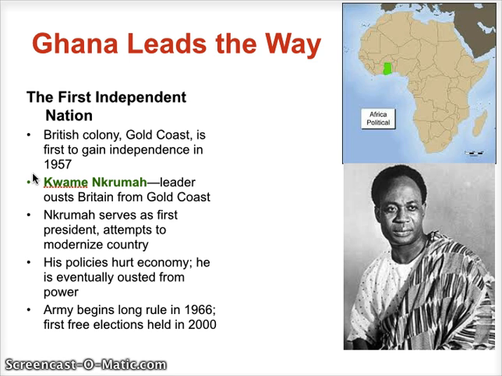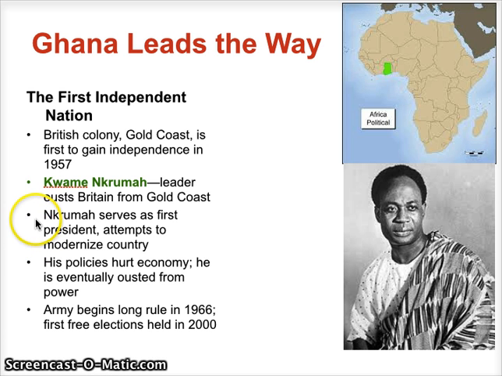And much like Gandhi, who we talked about last week, he believed in getting rid of British rule by boycotting. And so, by boycotting British goods in Africa, he was eventually able to take control. And Nkrumah ends up serving as Ghana's first president. As soon as they take over, they rename the country Ghana.